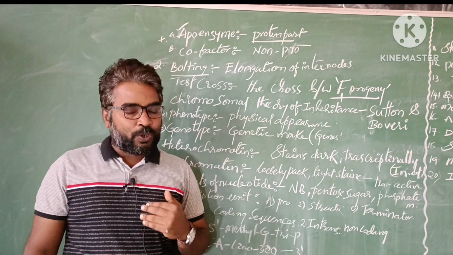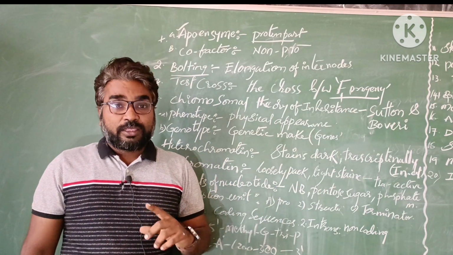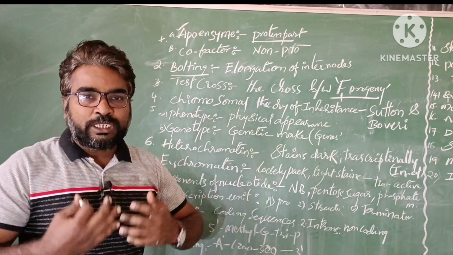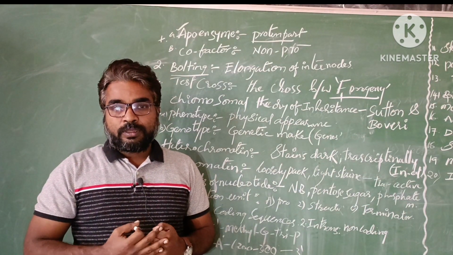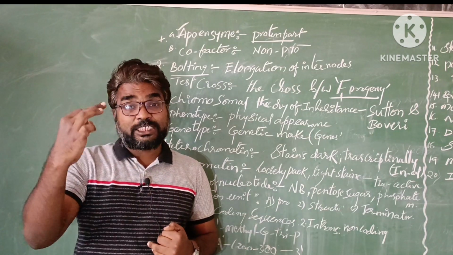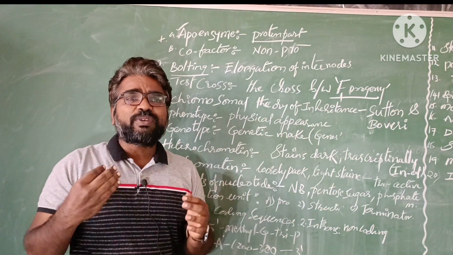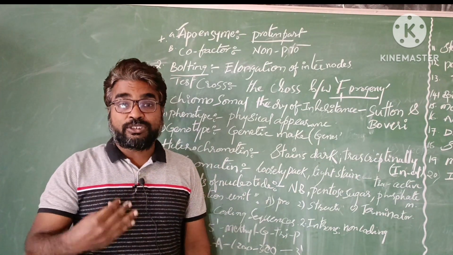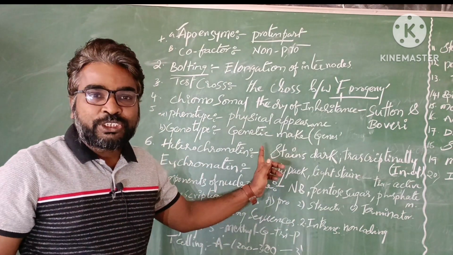For example, look here, a gene is there. That gene is expressed externally, and that we call the phenotype. A gene which is responsible for external characters, a gene which is useful for the external characters, that genotype, that mapping, we call genotype.